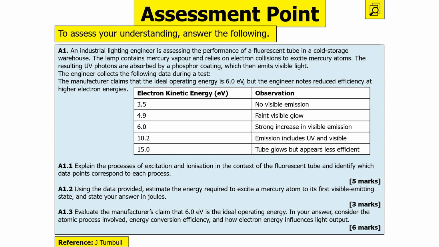Then evaluate the manufacturer's claim that 6 eV is the ideal operating energy. In your answer, consider the atomic processes involved, the energy conversion efficiency, and how electron energy influences light output. So pause the video now, then unpause the video when you want to go through your answer.